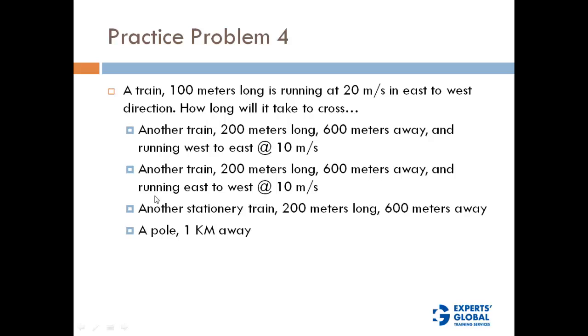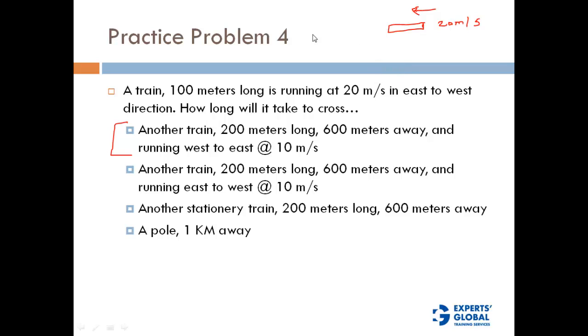Okay, now you will see that there are two vehicles we are talking about. Both are traveling in opposite directions. Both have their own lengths, both have their own speeds. So it's a relative speed problem, right? So one train is 100 meters long. It is traveling at 20 meters per second from east to west. So it is going like this.